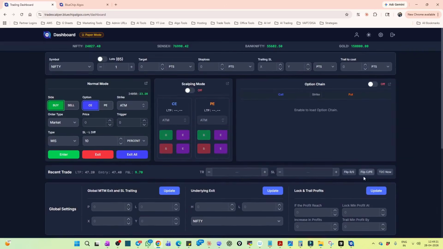Likewise, you also have CE and PE flip, where you can convert your call option to put option and put option to call option in less than a second. And then trail to cost.